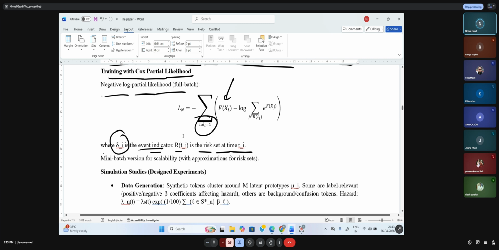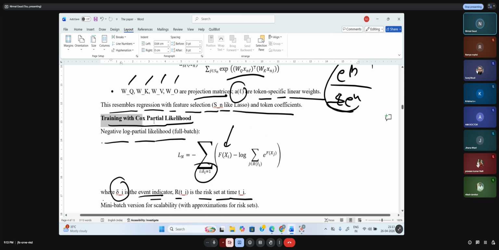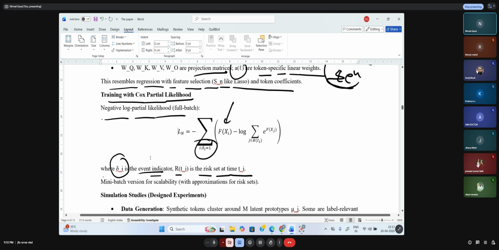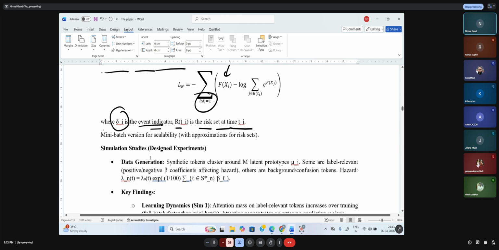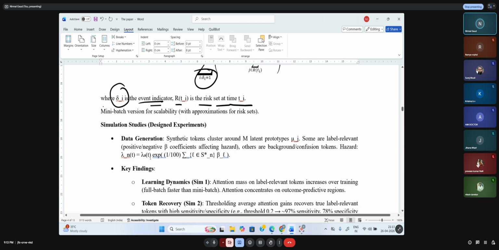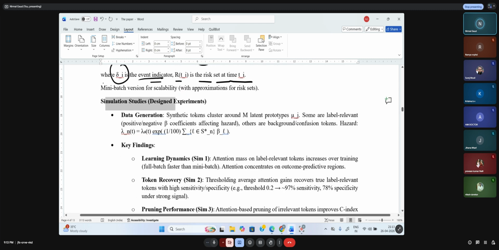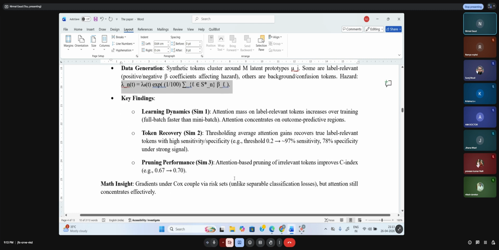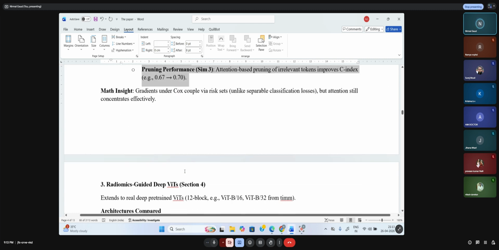Okay, they explain in detail, and then they applied Cox partial likelihood training. That's what they have applied. In their experimentation, they say that they generated synthetic tokens, and this is the value of lambda they have applied. They did some simulations.